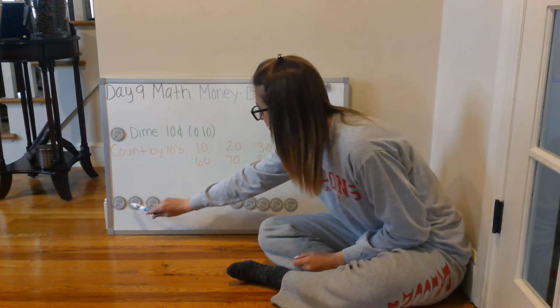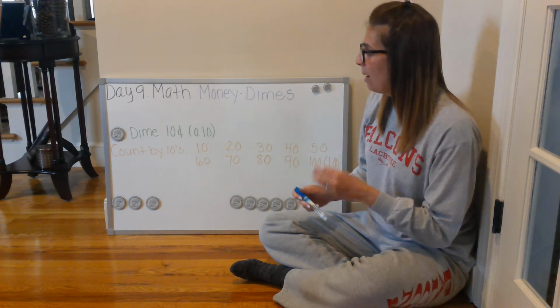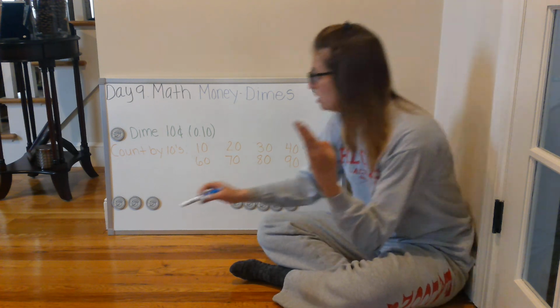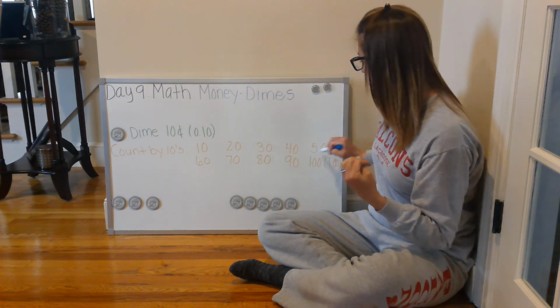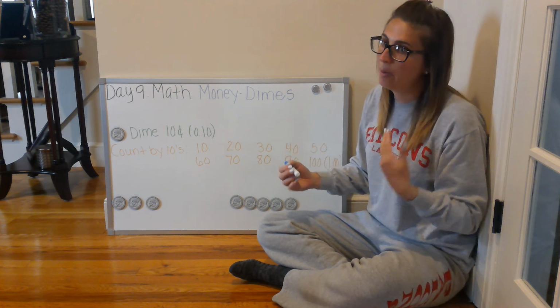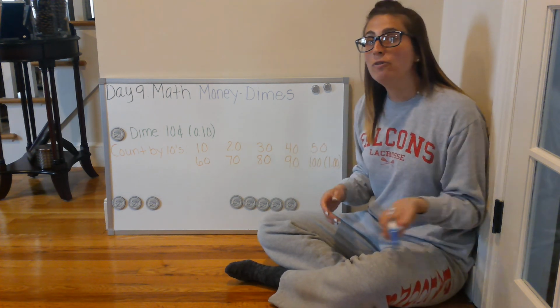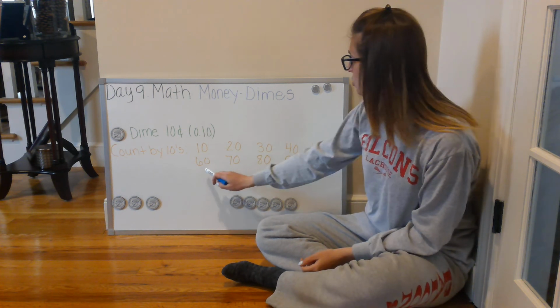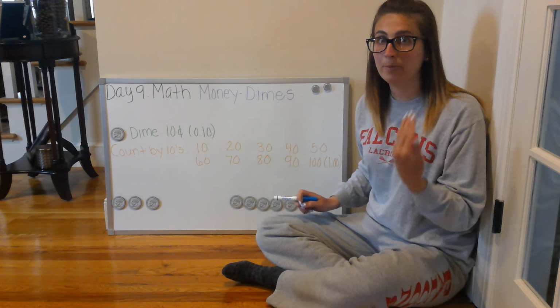So over here, I have 3 dimes. So I'm going to have to count by 10 3 times. I can either use my number line up top here, or if I remember counting by tens off the top of my head, I can do that. A helpful suggestion would be you could copy this number line down on a piece of paper.